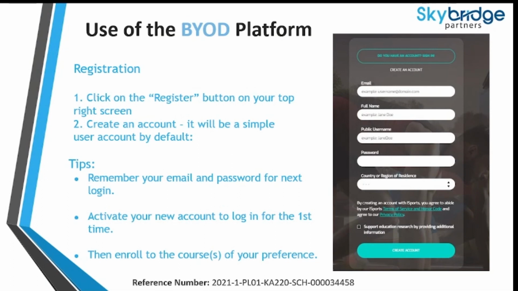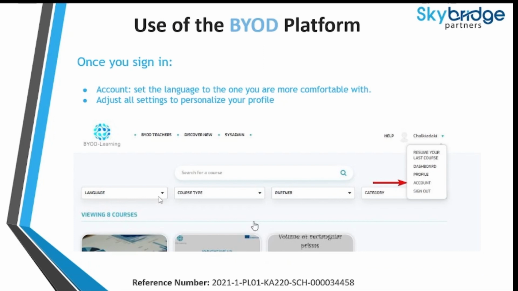Now the first time you do it, you will have by default a simple user account, and just a few tips like we said before: remember your email and password, your credentials, activate your account, and then you are able to enroll in the course of your preference. If there are more than one, that's also welcome.